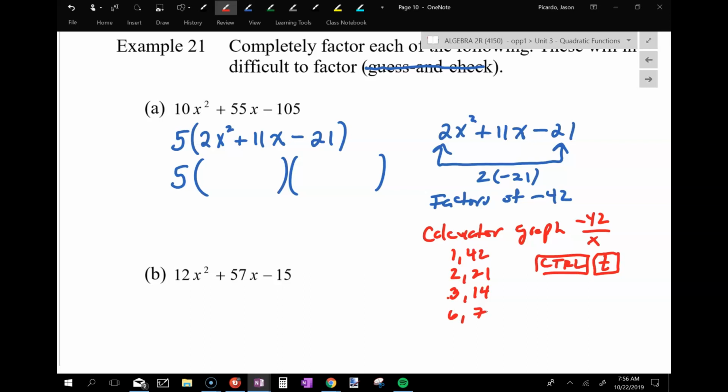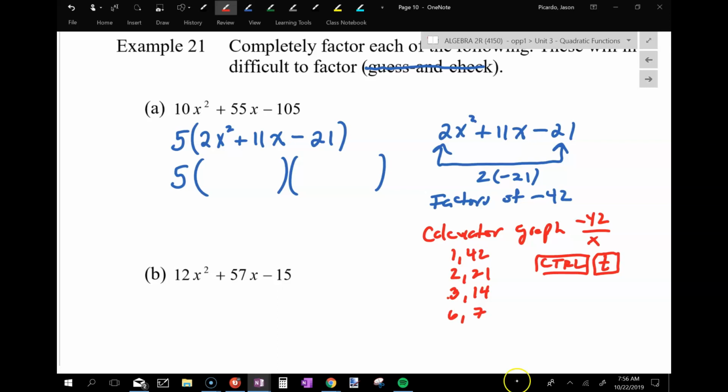Now, ignoring signs for a minute, I know one has to be positive and one has to be negative. Can we all agree with that? Okay. Which are the ones that are going to give me the 11? The 3 and the 14. Which one's going to be the positive? 14's positive and the 3 is negative, right?